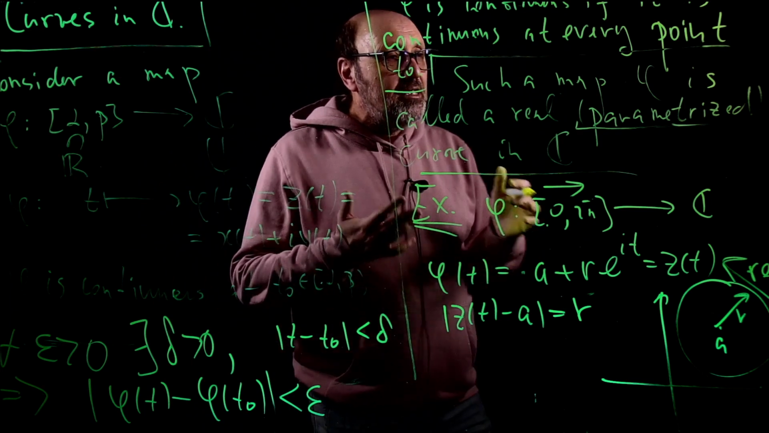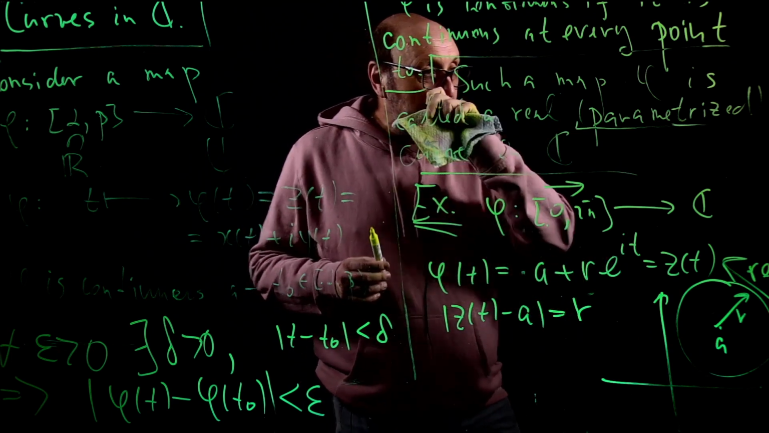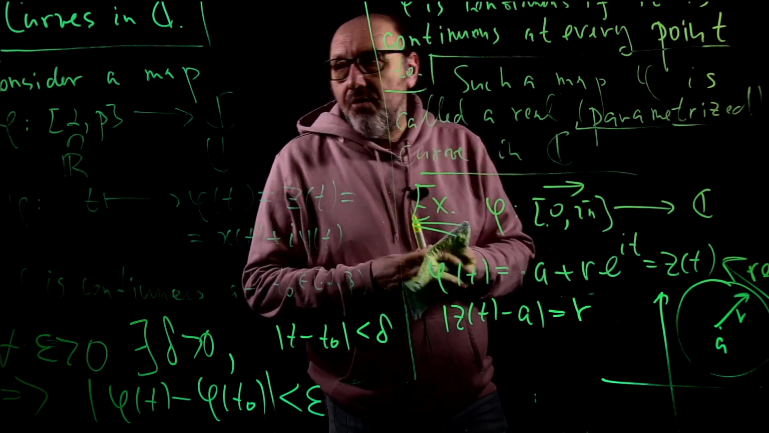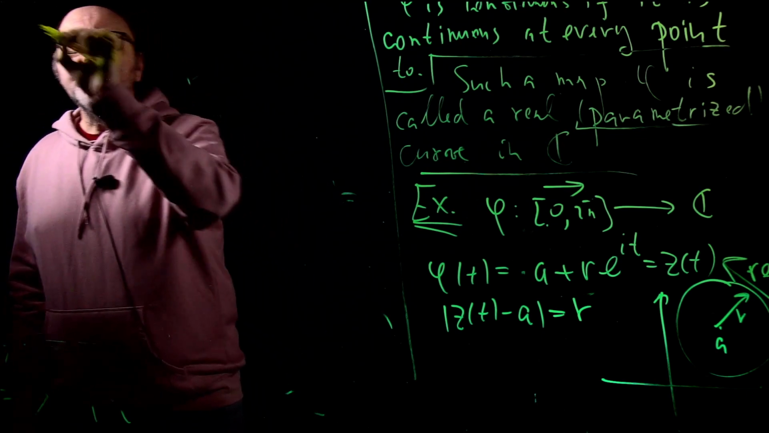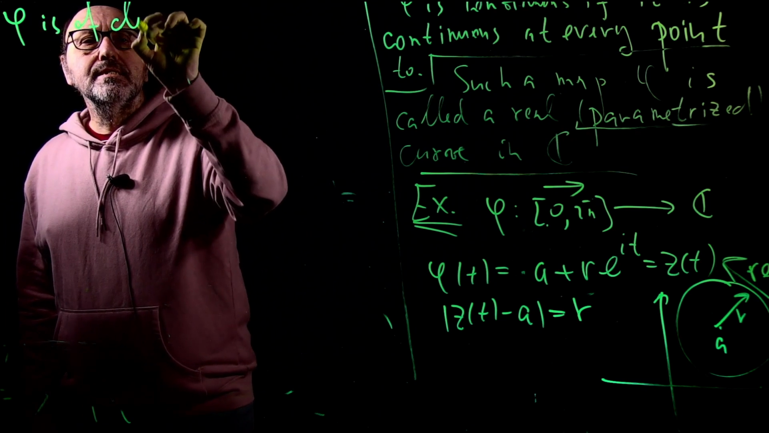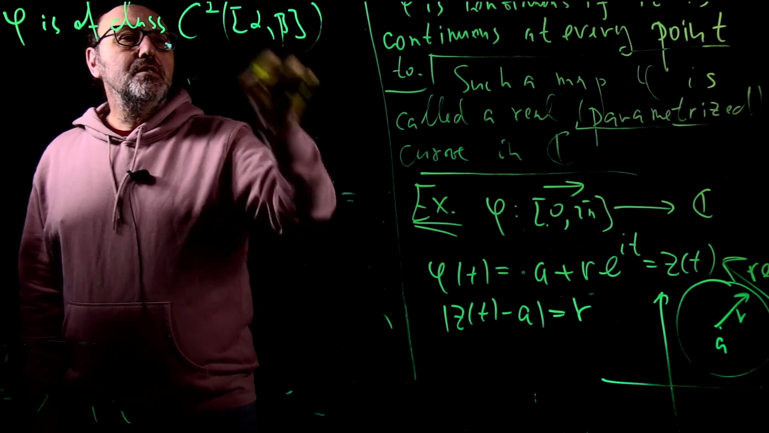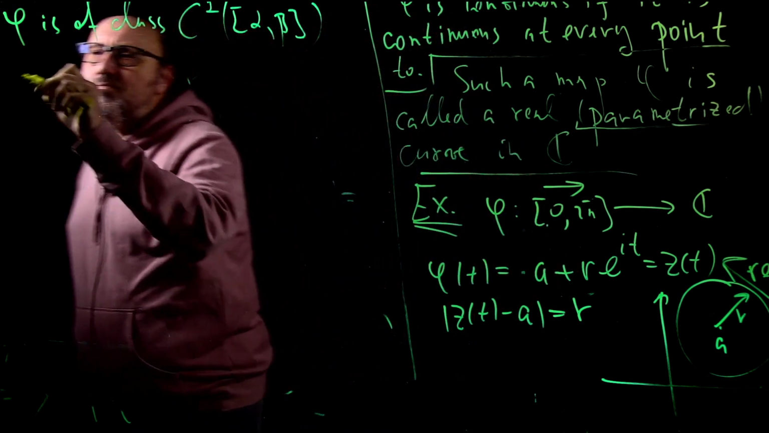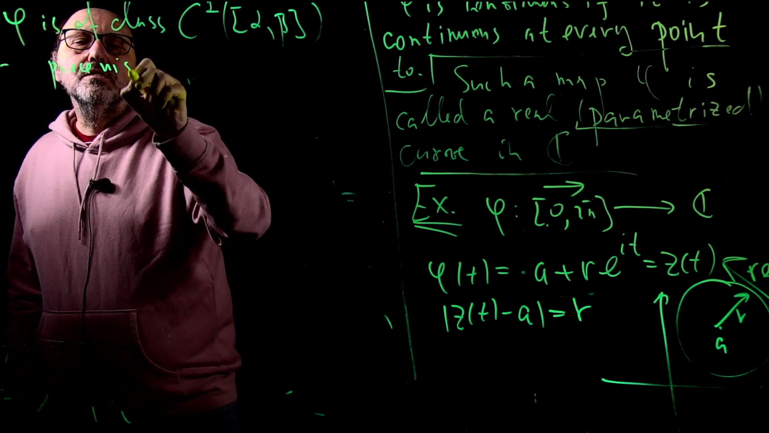So in fact, continuous curves are not very convenient for our goals, and we will never work with just continuous curves. We will consider stronger assumptions on the curves. We will always suppose that our curve phi is of class C1 on the interval alpha beta. In this case, we say we are speaking about curves of class C1, or at least piecewise C1.